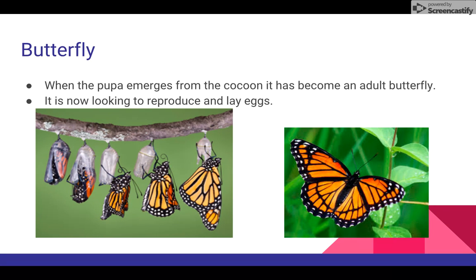So the final stage is when the butterfly emerges from the cocoon. The wings will still be soft at first, so it needs time to adjust before it can begin flying. Once it can fly, the butterfly is in search of a mate to be able to reproduce and lay more eggs, so it can start the cycle all over again.